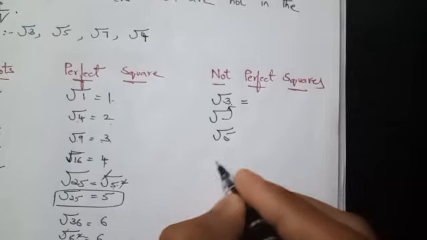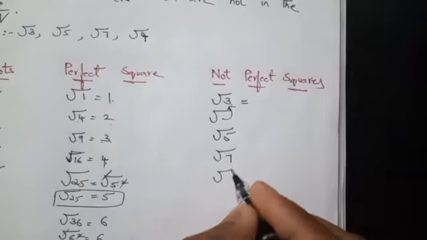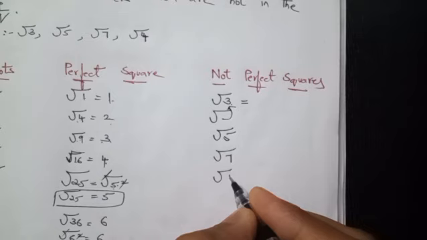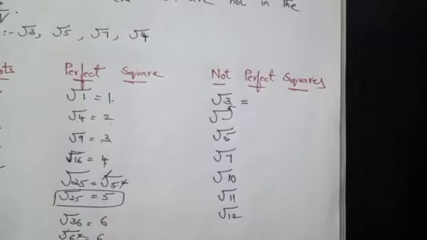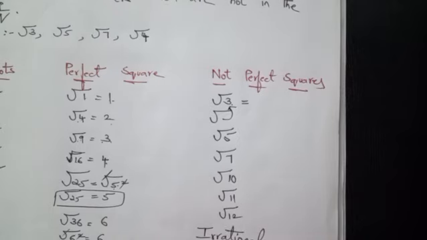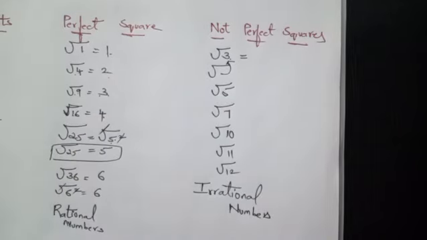Like root 5, root 7, root 10, root 11, root 12. These are all not perfect squares. So these are all irrational numbers. This is how you have to differentiate them. This is the method to differentiate rational and irrational numbers.